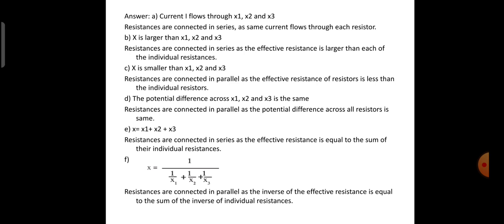In the fourth case, the potential difference across X1, 2 and 3 is the same. Resistances are connected in parallel as the potential difference across all resistors is same. When X is equal to X1 plus 2 plus 3, of course it means the resistances are connected in series as the effective resistance is equal to the sum of their individual resistances. And in the last case, as you can see, the resistances are connected in parallel as the inverse of the effective resistance is equal to the sum of the inverse of individual resistances.